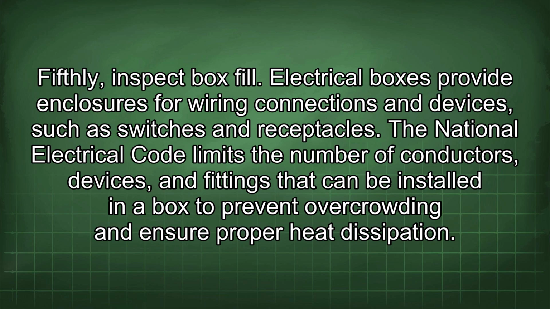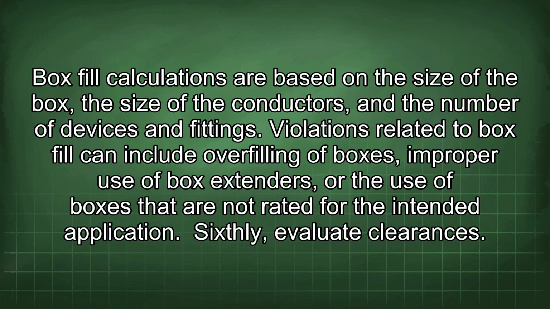The National Electrical Code limits the number of conductors, devices, and fittings that can be installed in a box to prevent overcrowding and ensure proper heat dissipation. Box fill calculations are based on the size of the box, the size of the conductors, and the number of devices and fittings. Violations related to box fill can include overfilling of boxes, improper use of box extenders, or the use of boxes that are not rated for the intended application.